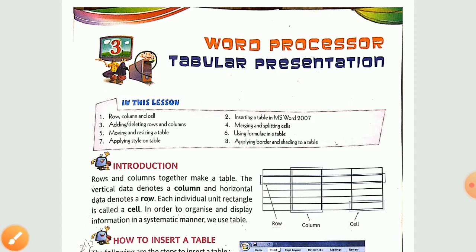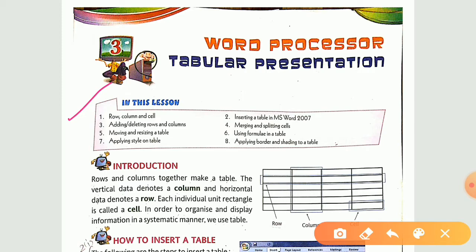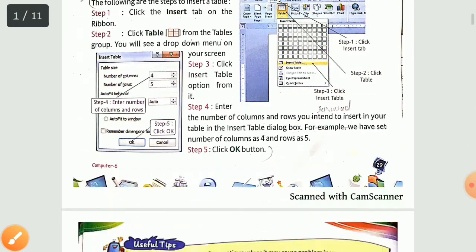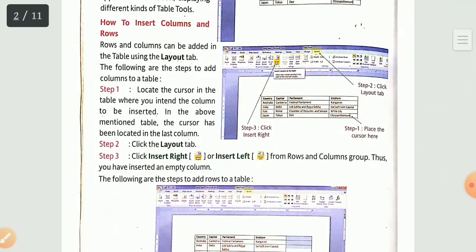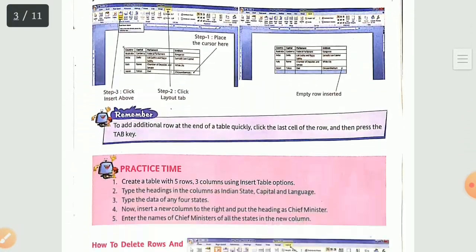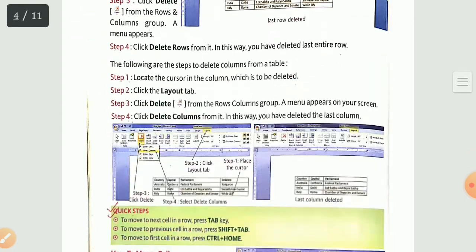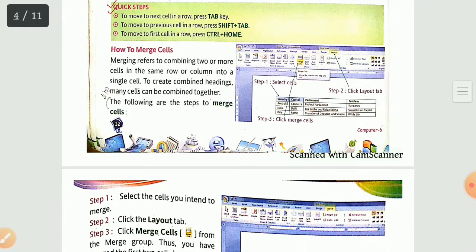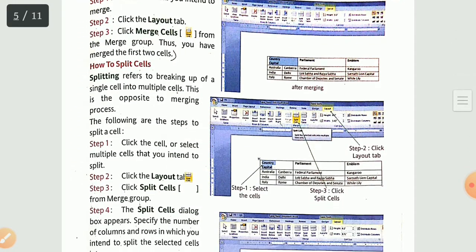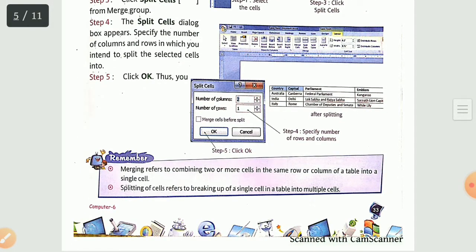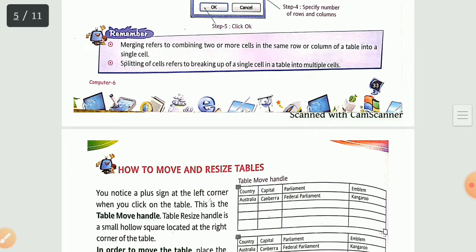Now see, over here are our topics: rows, columns and cells we have studied. Then how to insert a table, and how to insert columns. Then we have studied deleting rows and columns. Then how we are going to merge our cells, as well as how we are going to split our cells. So till splitting, page number 33 we have completed in the previous video.